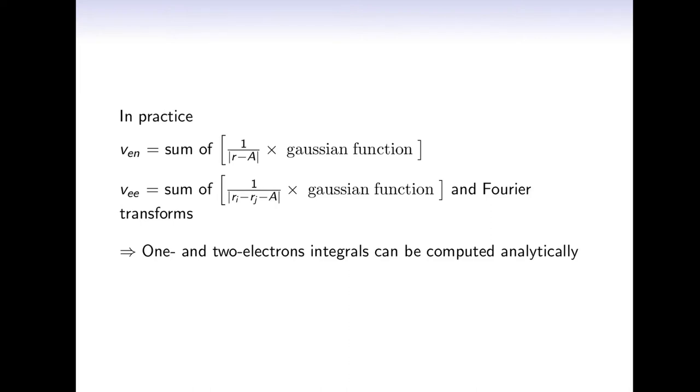And at the end of the day, the one and two electron integrals, because you have Gaussians, can be managed in order to be in a standard framework of Gaussian integrals in quantum chemistry. And of course, the Fourier transform is easy in the presence of Coulombic terms. So from a technical point of view, this is one part you have to manage, but it's nothing very terrible, okay?